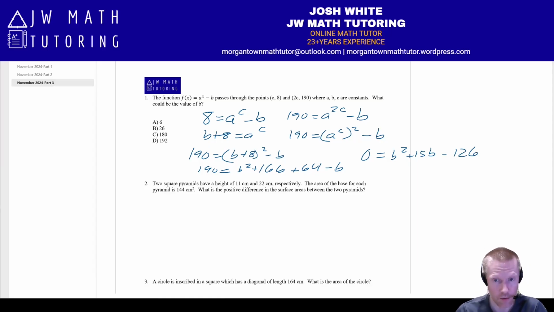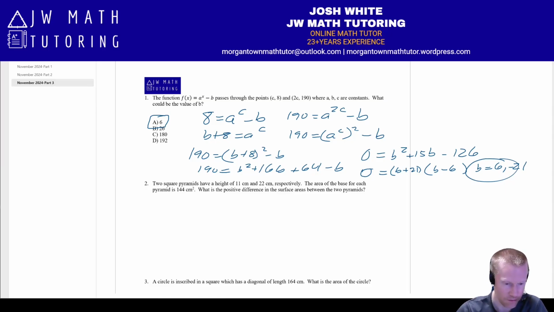Now you can solve this either by factoring it, or you could at this point go to Desmos and just punch it in and see what the x-intercepts or the zeros are. I'll just show you. It's going to factor as b plus 21 times b minus 6. So you get b equals 6 or b equals negative 21. Okay, negative 21 is not one of the answer choices. It is 6. So the correct answer for this is letter A, 6.